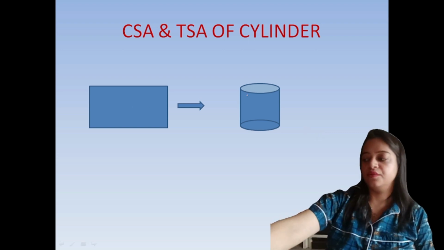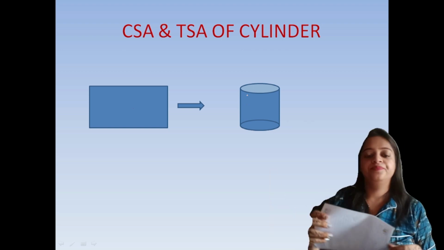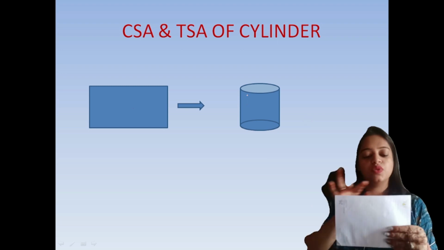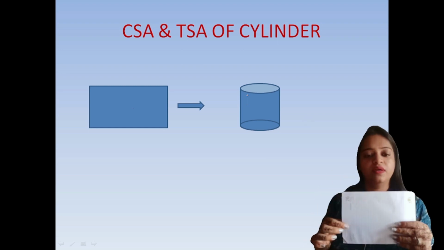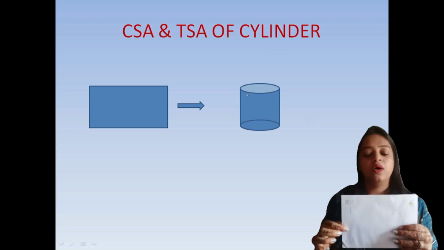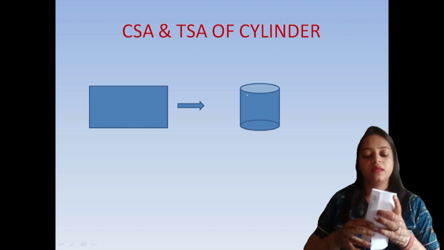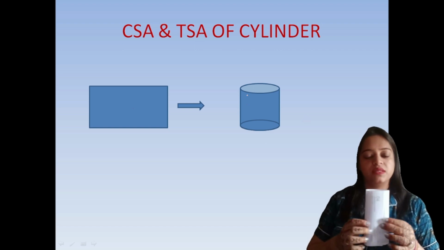So you can see on your screen that here it is a rectangle which is converted into a cylinder, okay? So I am taking one rectangular sheet of paper. You can see this is a rectangular sheet of paper. So this is the length of the rectangle and this is the breadth of the rectangle, right? Now when I roll this rectangular sheet of paper, it becomes a cylinder. You can see after rolling this rectangular sheet of paper, it becomes a cylinder, right?